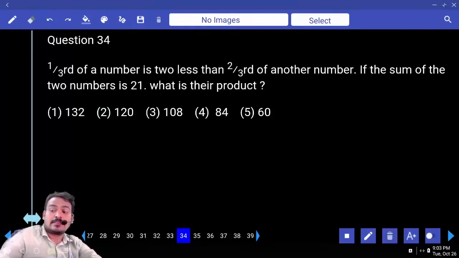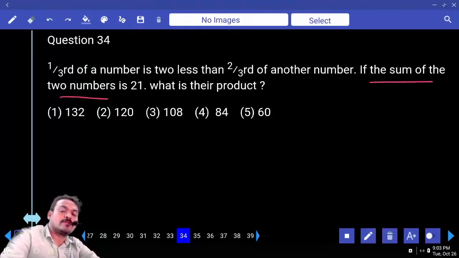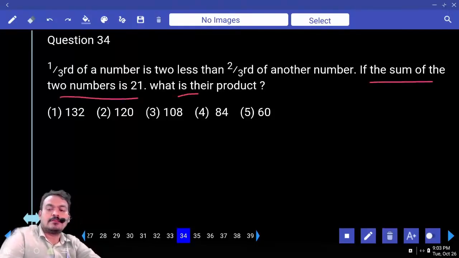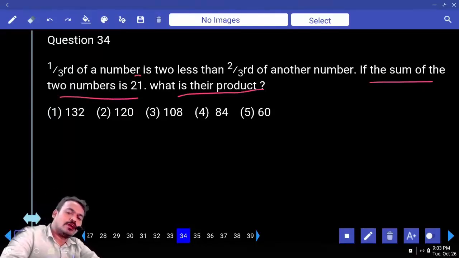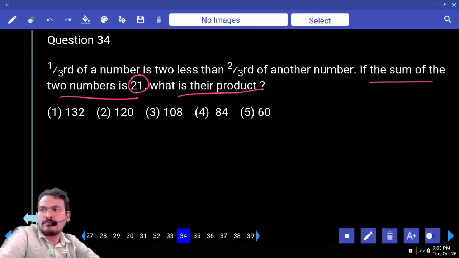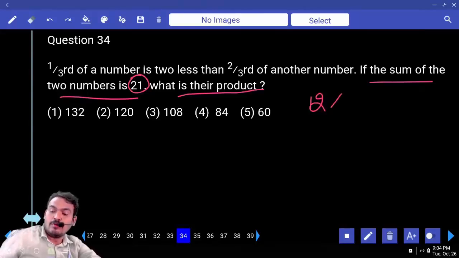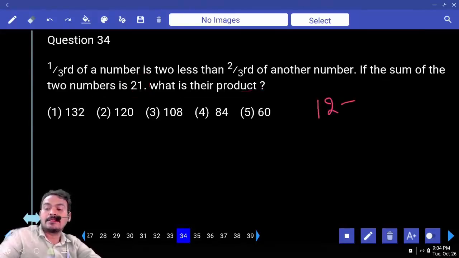And here the sum of the two numbers will be how much? 21. But we required their product, or not? Okay. Suppose 21 is the sum of the two numbers. Sum of the two numbers is 21. Then possibility, I write 12 plus 9. How much? 12 plus 9 how much?